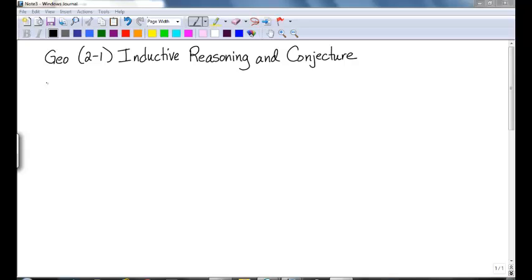Okay, in geometry, they're going to talk about inductive and deductive reasoning. Today, in the start of this chapter, we're going to look at inductive reasoning and what they call conjecture. First, the author talks about inductive reasoning.